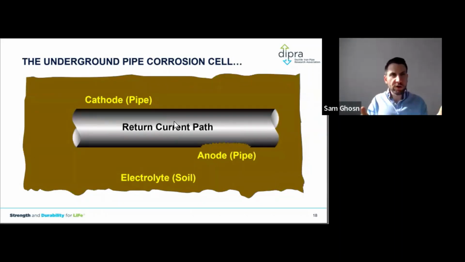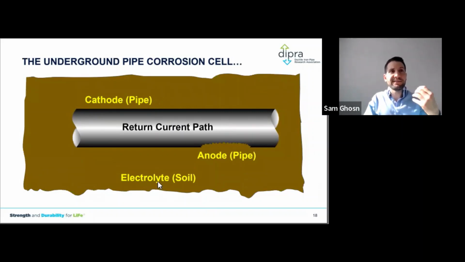So we need to control that electrolyte around the pipe, and by doing so, either we put polyethylene encasement on the pipe, or we could put sacrificial anodes or zinc coating or cathodic protection. There are many ways to do that, but the entire goal is to control the electrolyte, and you control that corrosion cell around the pipe.